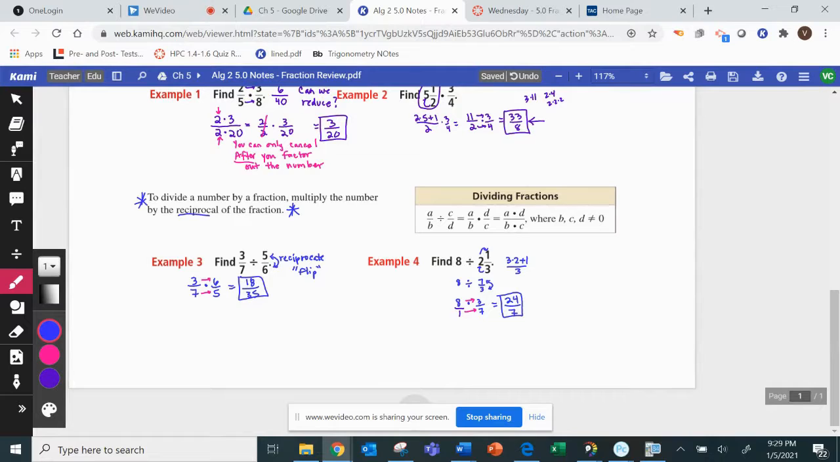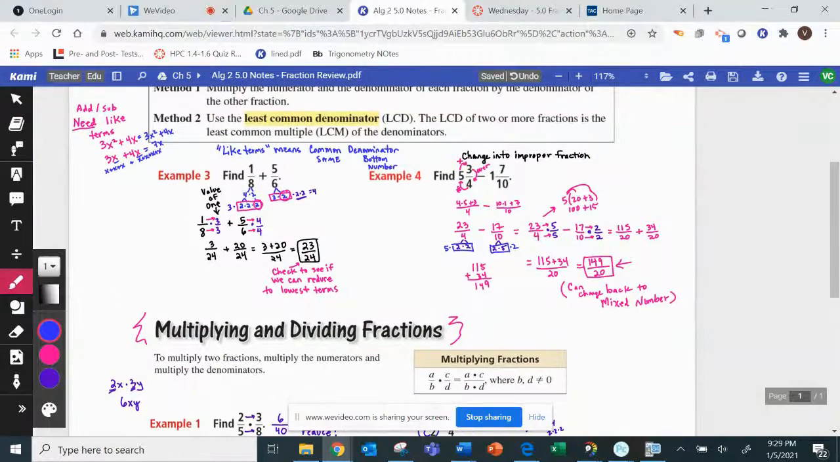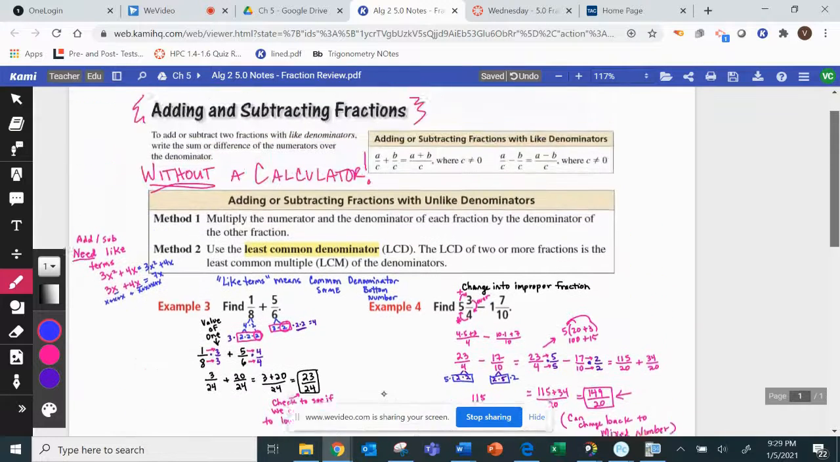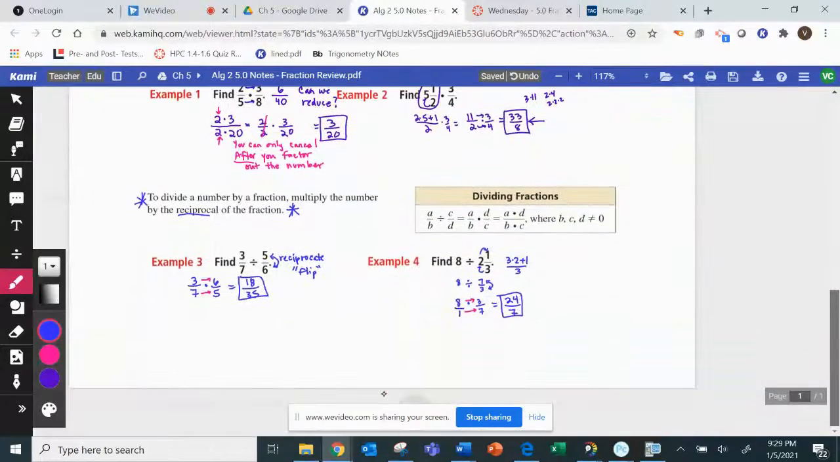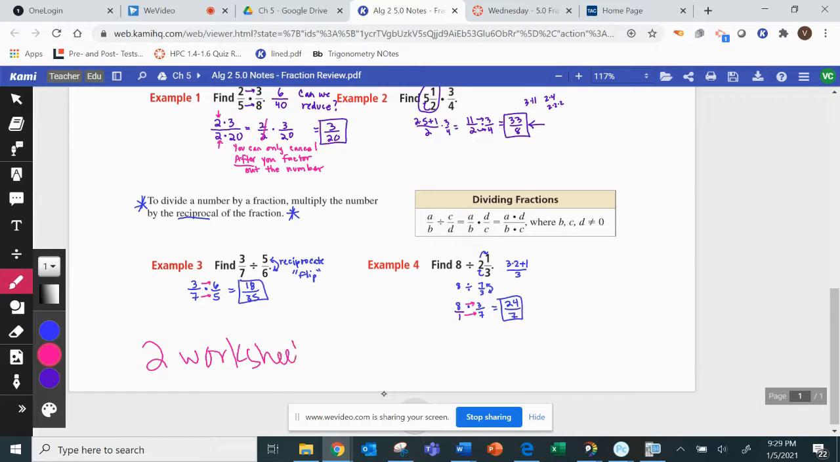I definitely put more work on here than I would actually do on my own answer key, because I want to make sure that you guys really understand the math behind adding, subtracting, multiplying, and dividing fractions, so that when we get to the harder stuff, you're going to be prepared. You have 2 worksheets. The first is adding and subtracting. And then the second is multiplying and dividing. And then we have one more video today.